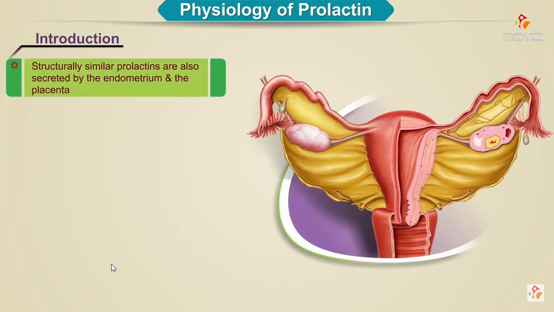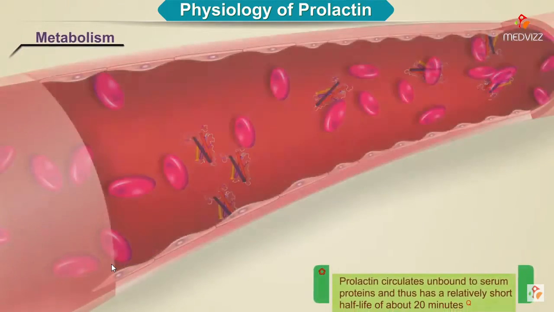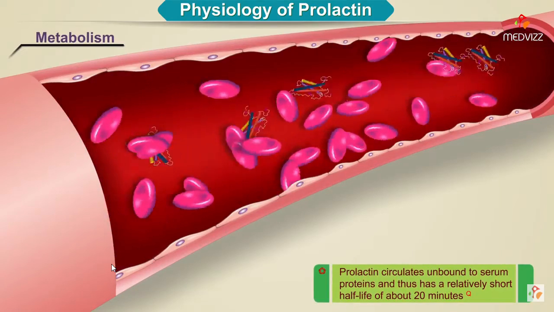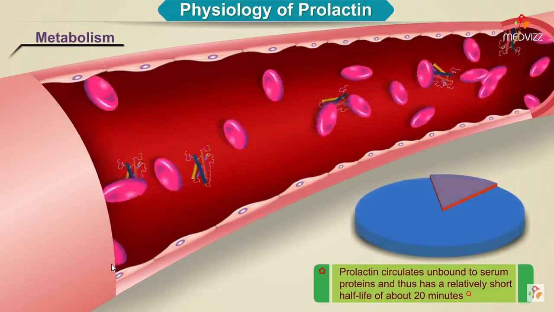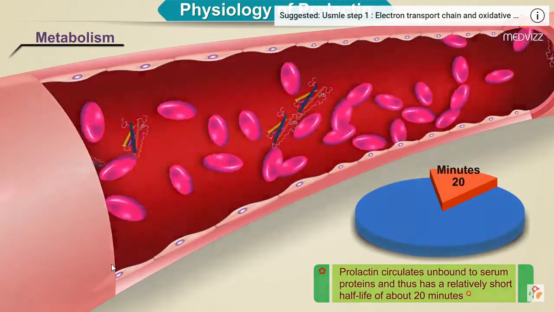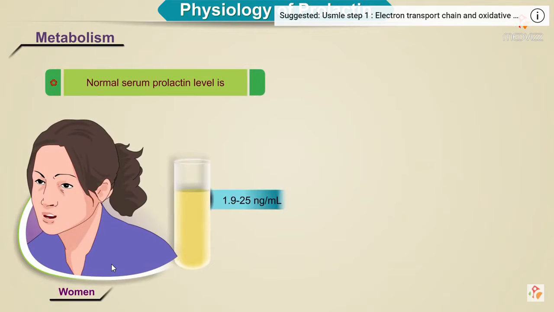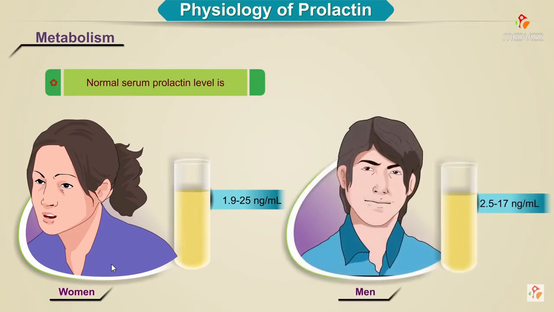Structurally similar prolactins are also secreted by the endometrium and the placenta. Metabolism of prolactin. Prolactin circulates unbound to serum proteins, and thus has a relatively short half-life of about 20 minutes.